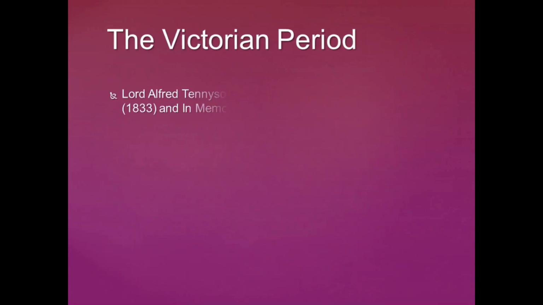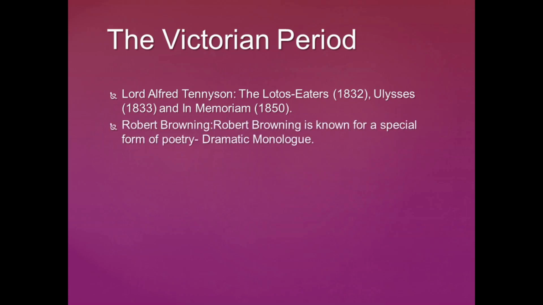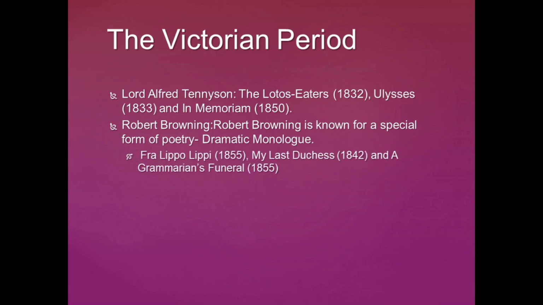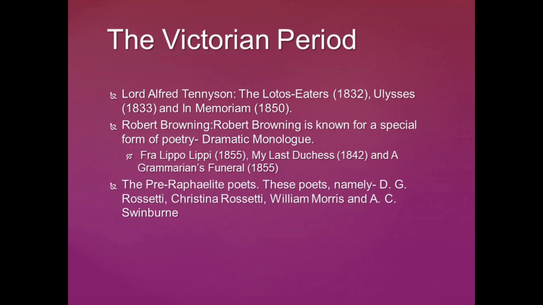The Romantic age is followed by the Victorian period, which is from 1837 to 1901. Lord Alfred Tennyson is a typical representative Victorian poet who has written beautiful poems like The Lotus Eaters, Ulysses, and In Memoriam. Along with Tennyson, we have Robert Browning, who is very famous for dramatic monologues. Fra Lippo Lippi, My Last Duchess, and A Grammarian's Funeral are typical of Browning's poems.